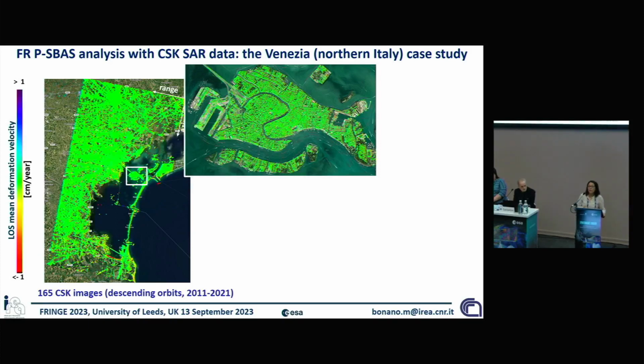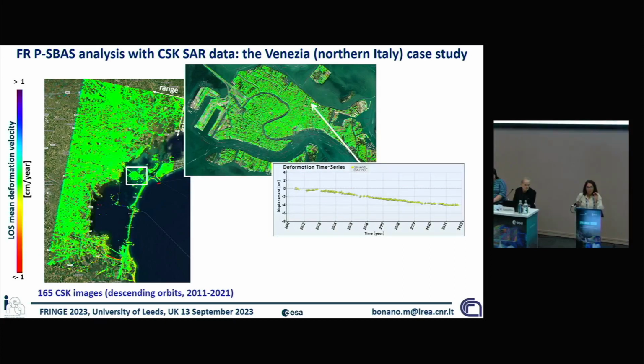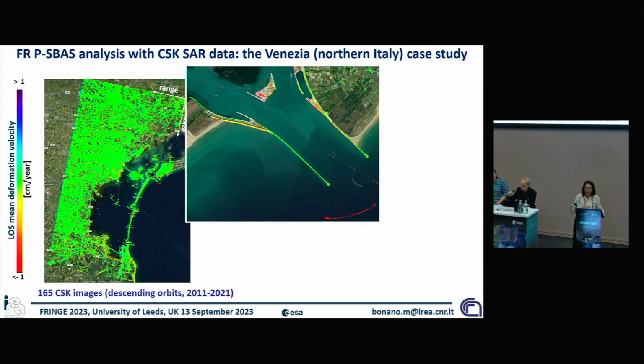Now let's move to a northern case study, Venezia, that is particularly important for its heritage, so cultural and historical heritage. For the main island, we can see the fish-shaped island. We don't see any clear deformation behavior, but if we zoom in, we can see some spots of deformation in specific structures or single buildings. Here, the case of the hospital close to the northern part of the island.